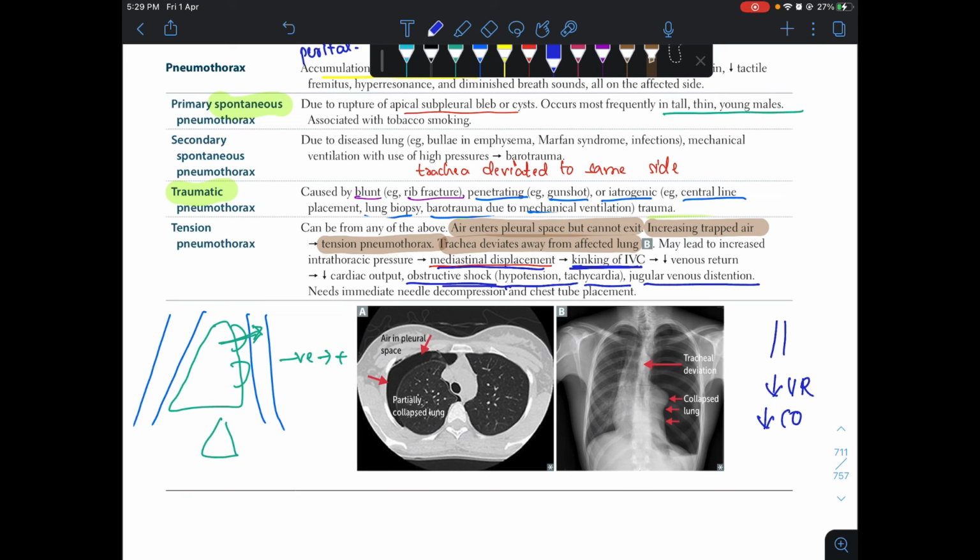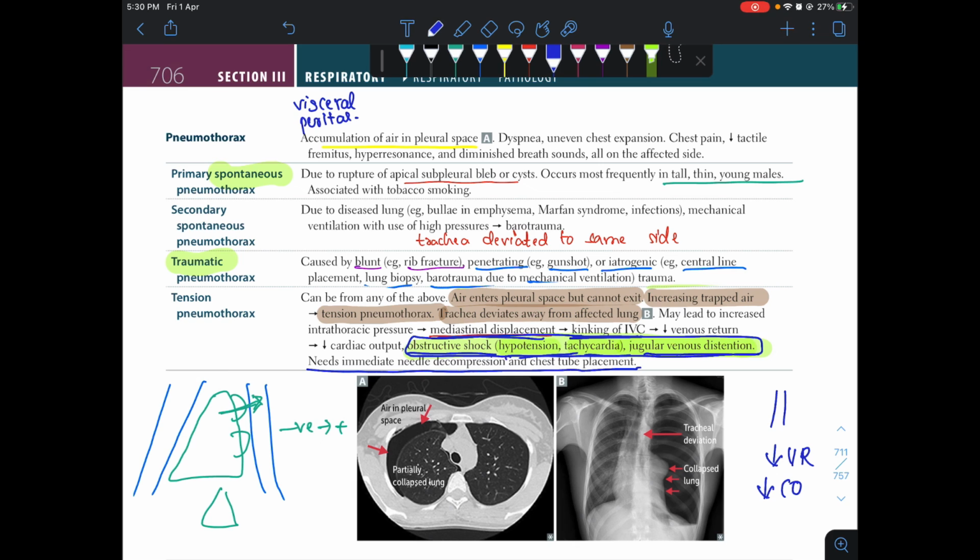These are the main findings to be checked while monitoring the tension pneumothorax, and there should be immediate needle decompression and chest tube placement, and there will be no time for doing the chest x-ray for the tension pneumothorax patient. Hence we should look for hypotension, tachycardia and jugular venous distension. These point to tension pneumothorax.